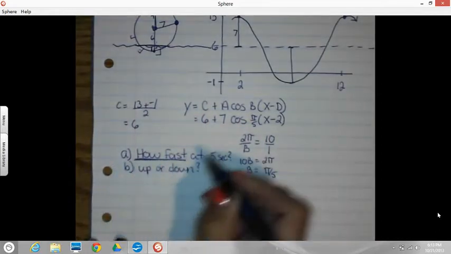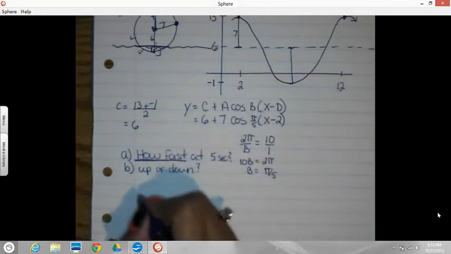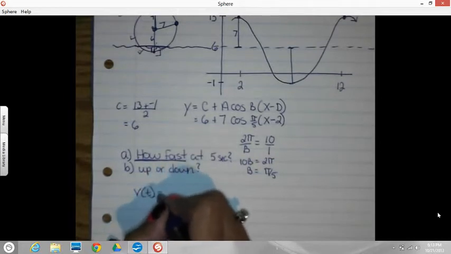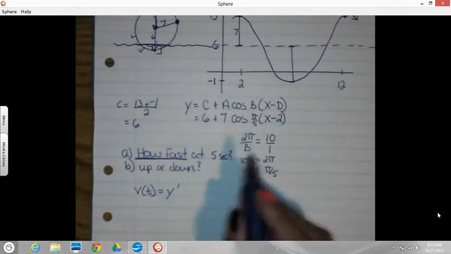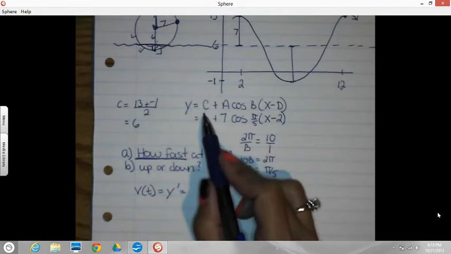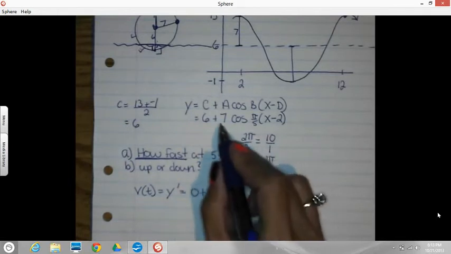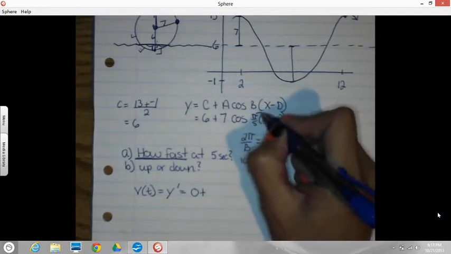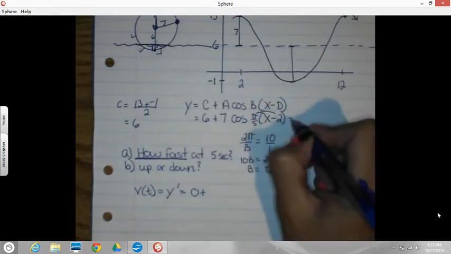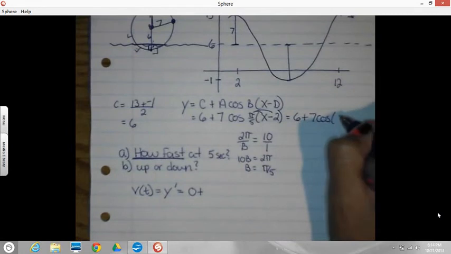And we've got a distance equation, distance from the surface. So how fast is velocity? Velocity is the derivative of distance. So we have to do the derivative of the equation we came up with. So the derivative of 6 is first. Derivative of a constant goes to 0. This is a whole term here. I see a multiplier and a trig function. Ooh, I forgot to, I like to distribute that in. So I'll have 6 plus 7 cosine, still have parentheses, pi over 5x minus 2 pi over 5.